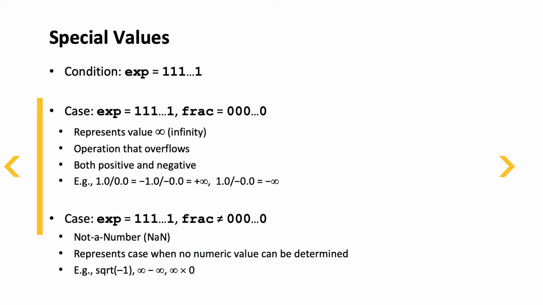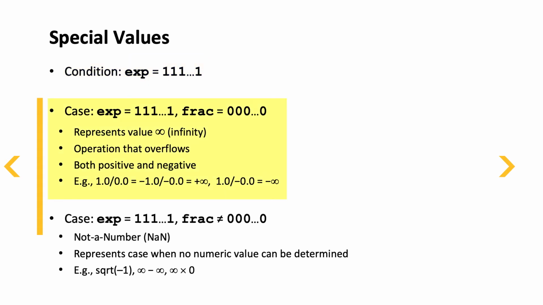Now, we also have some special values. The way we know that we're dealing with one of these special cases is if the EXP field is full of 1s. So if every bit in the EXP field is a 1, now we know that we're dealing with a special case.